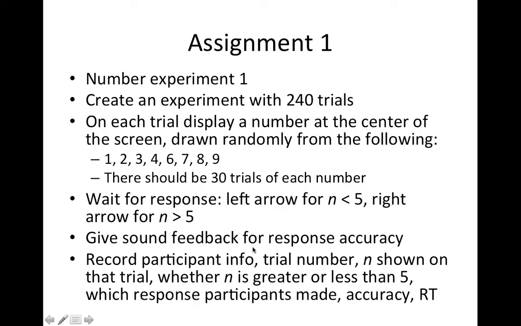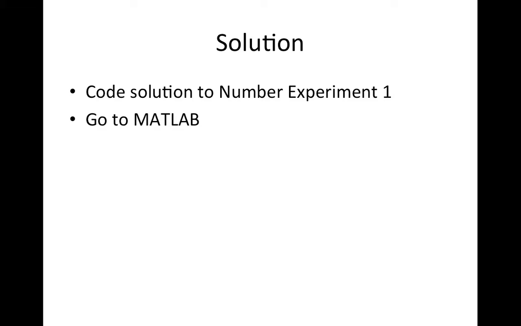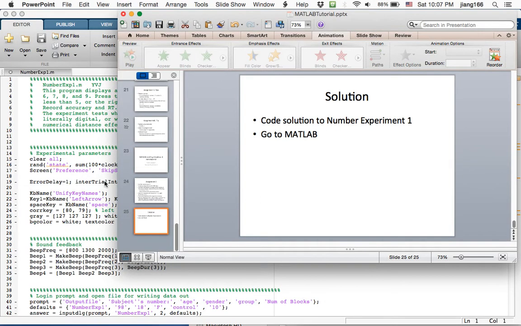And your program is supposed to record participants' information, trial number, the digits shown to them, whether the digit is greater or less than 5, the response participants made, their accuracy and reaction time. And in the last video, I've also shown you the completed assignment in terms of what the experiment looks like. So what I'm going to do today is to go to the code of this number experiment and just point out a few things that will be important in solving this assignment.